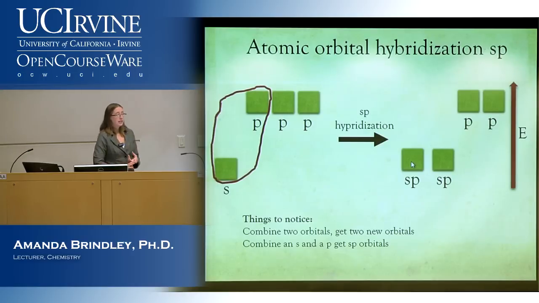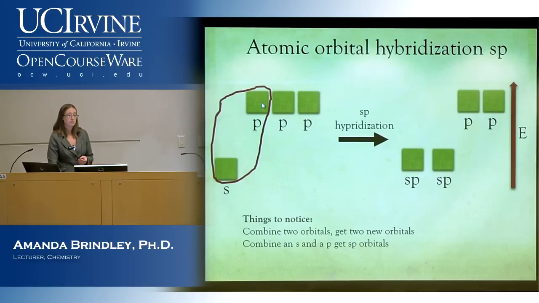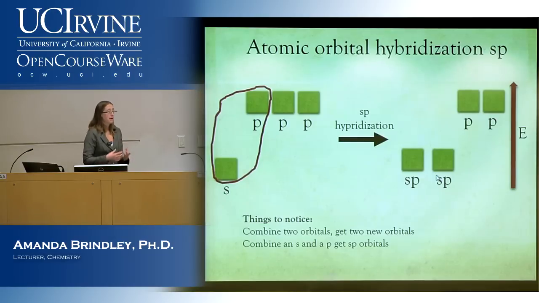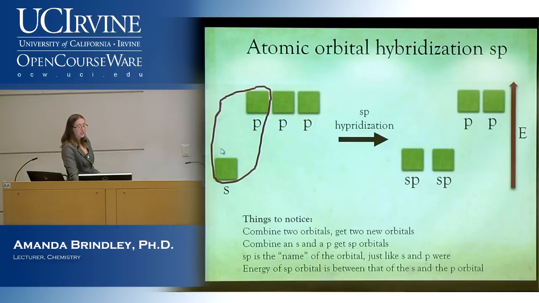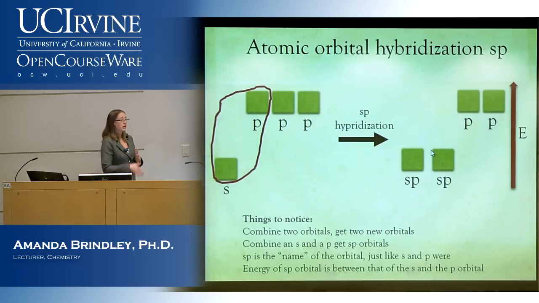If you combine an s and a p, you get sp orbitals. That is the name of the orbital, just like the name of this orbital was s and the name of this orbital was p. Okay? So when we start doing things with this, particularly making bonds, and I ask you what sort of orbitals are involved in the bond, you would call this an sp orbital, just like you called this an s orbital. Now, the energy of this sp orbital is going to be between that of an s and a p orbital. So if we were drawing this to some version of scale, you would want to draw that sp orbital a little bit higher. You're sort of averaging them.